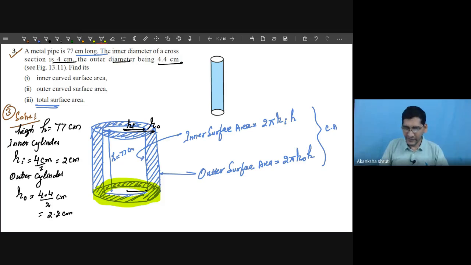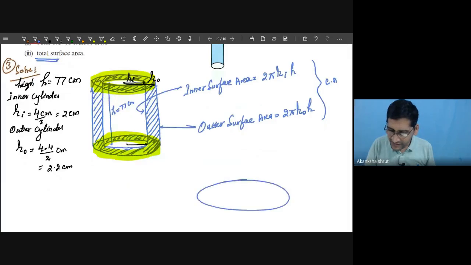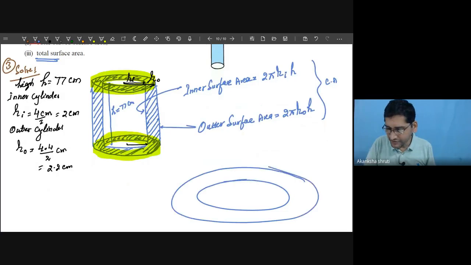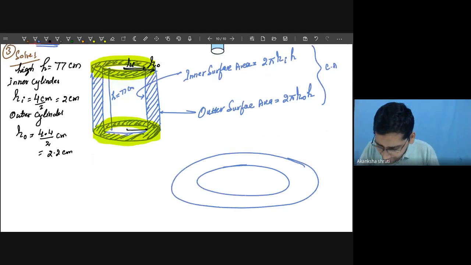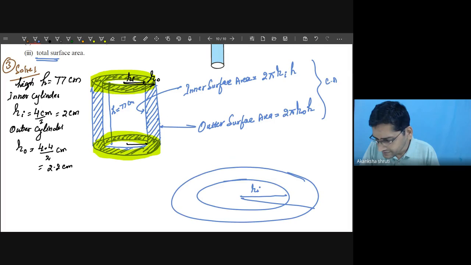Yes, students? Yes, sir. So one ring is here, another ring is here. These two rings are not counted while we are considering the inner and outer curved surface area. So these two rings also have to be understood, and we need to count them. Students, if we are considering the ring, one is this. Let me draw the bigger view. Another one is this. The r i is this one, and r out, the bigger one, is this one.